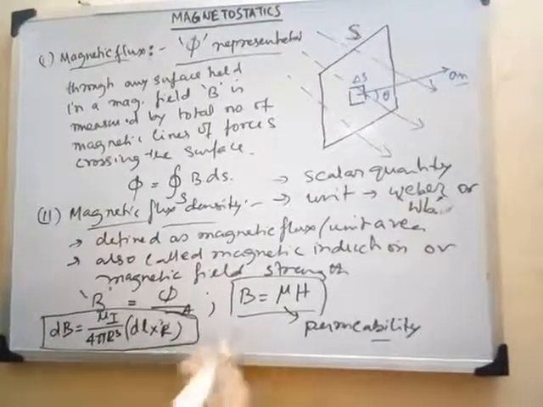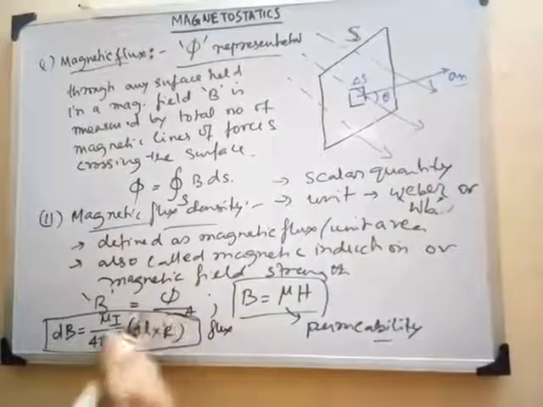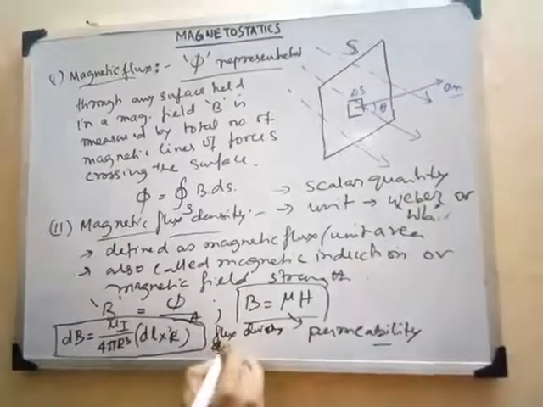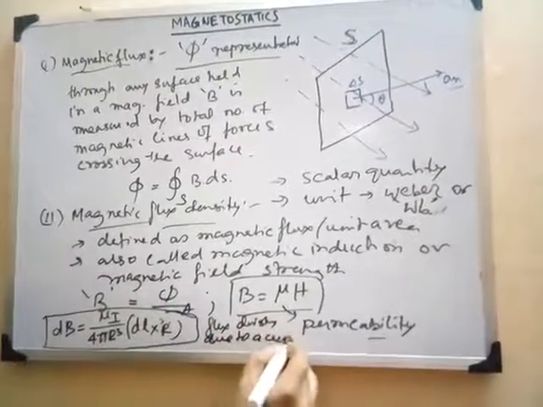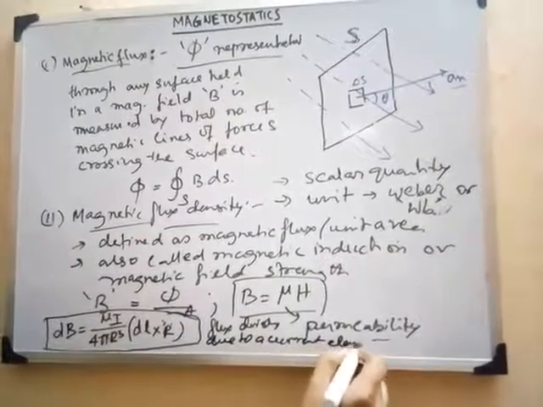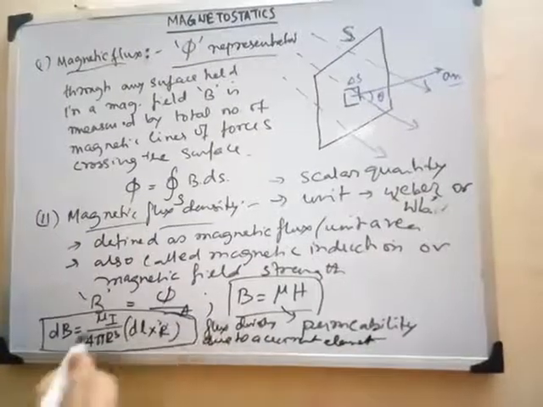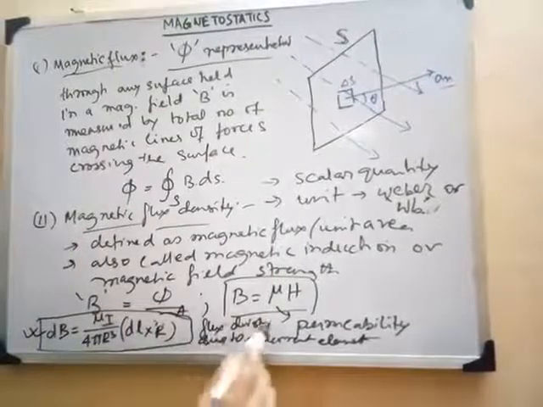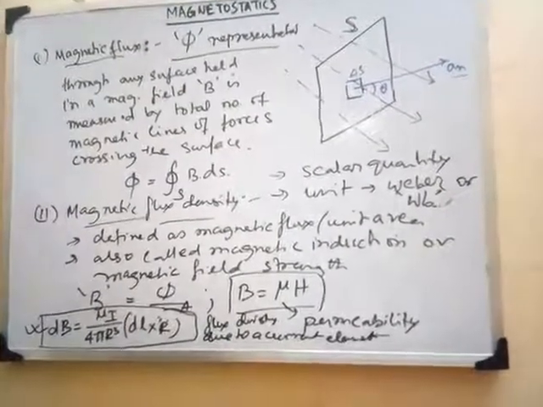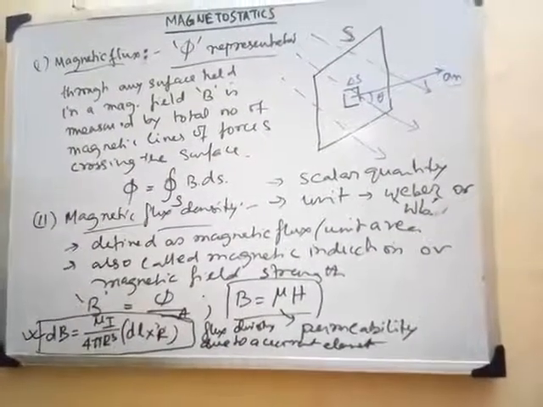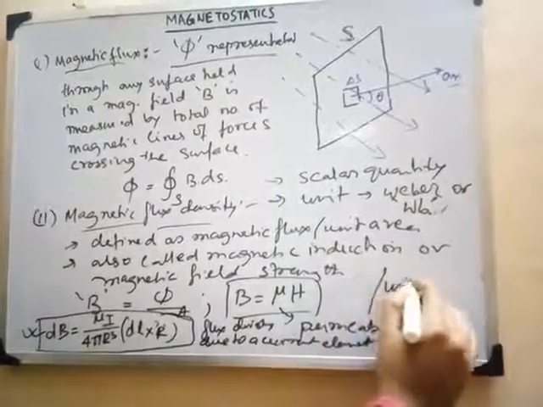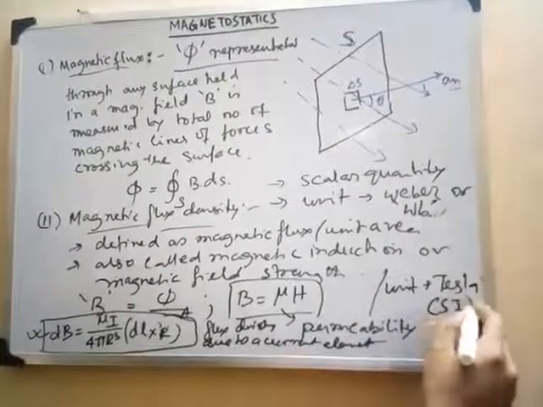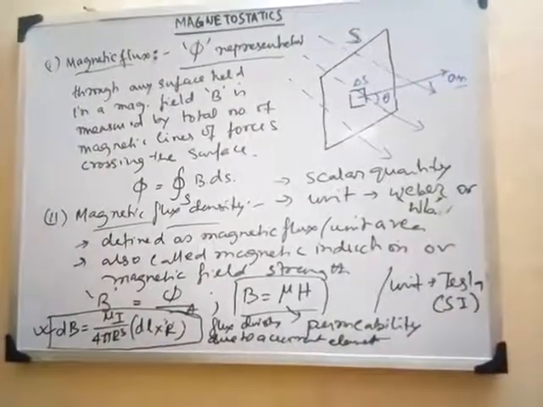This is the flux density due to a current element. If some current element is present and you are asked to find the magnetic flux density, you will simply use this expression for the flux density due to a simple current element. Let us talk about the unit also. The SI unit of magnetic flux density is Tesla.